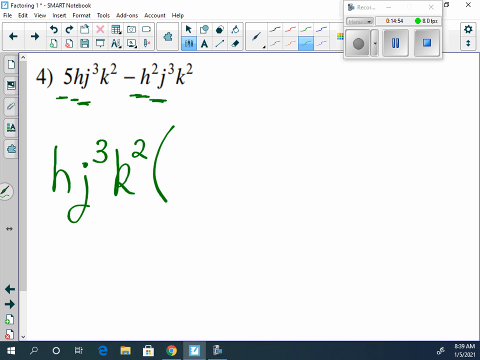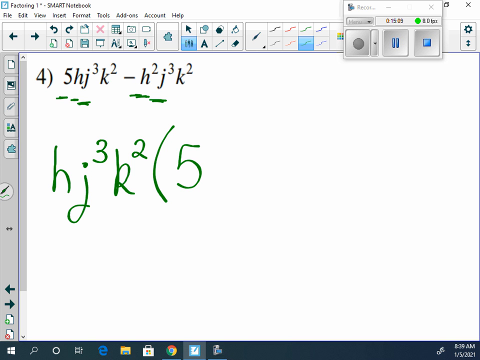So really when we're using greatest common factor, we're trying to see, if it's in all the terms, which one has the lowest power, because that's the most we can pull out. Now we didn't do anything with 5, so it stays.